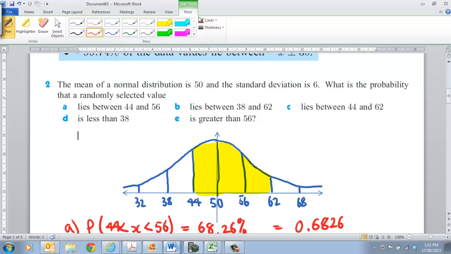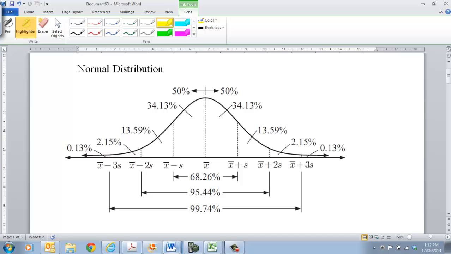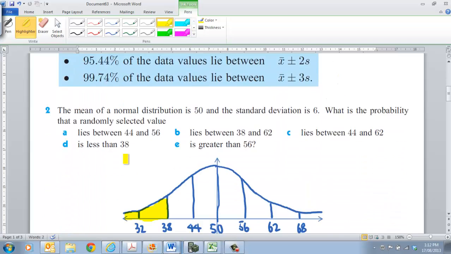If I ask these other questions, I won't actually do them, but I'll just show you what the area is that you need to do. If it's less than 38, then what you're going to have to do is you'll just be looking at this area here. Okay, so you've got that region there, and then you've got this little region in here. So that's less than 38. So that would be the addition of 2.15 plus 0.13. So for that one there, it's going to be 2.28%. All right.